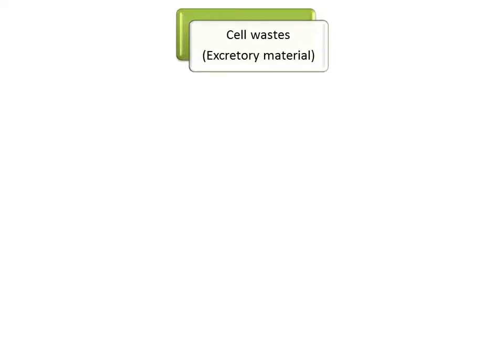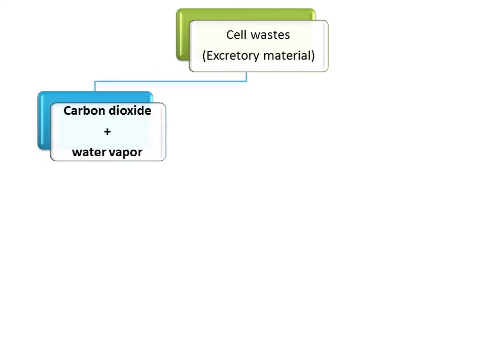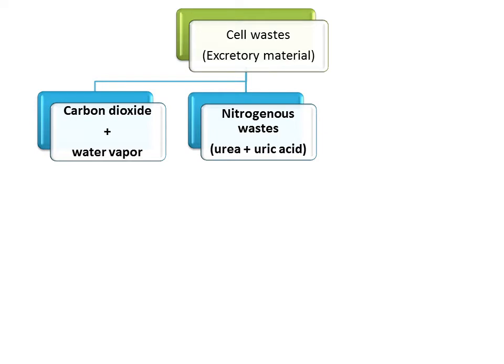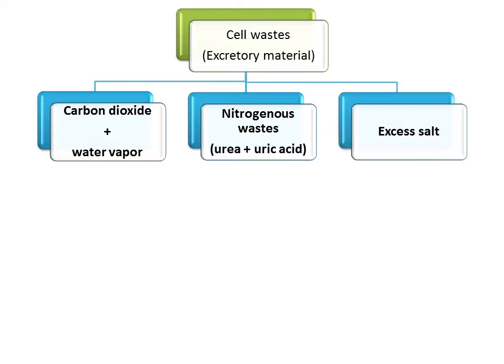Number 1, we have the carbon dioxide and the water vapor. Number 2, we have the nitrogenous wastes. Number 3 are the excess salts. So again, we have the carbon dioxide and the water vapor, the nitrogenous wastes, and the excess salt. By the way, the word excess means extra salt.